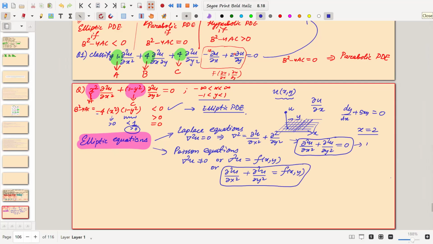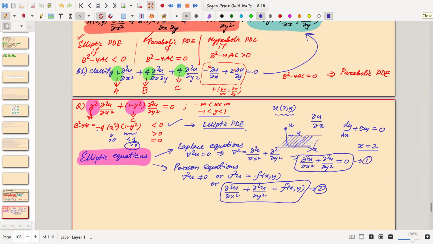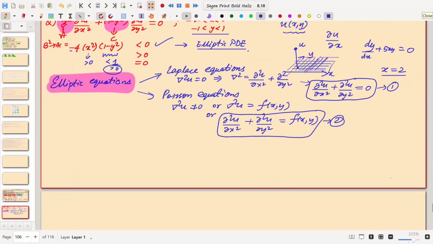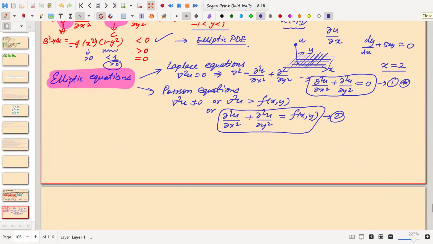What difference do you see between equation 1 and equation 2? The difference is the right hand side is not 0. If the right hand side is 0, it is a Laplace equation. If the right hand side is not 0, but a function of x and y, it's a Poisson equation. We will learn a numerical scheme to solve the Laplace equation, and I suggest that you go to different books, and you will see that the same method which we learn can also be applied to the Poisson equations.